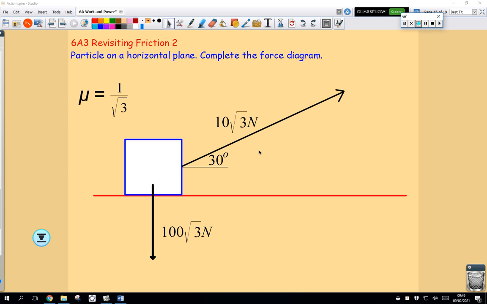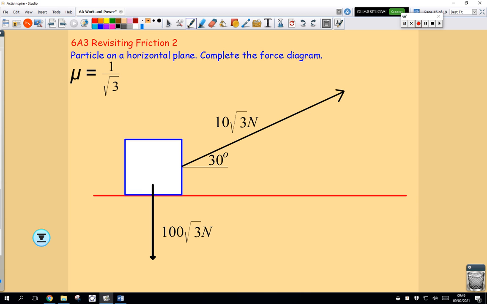I've got the weight of the particle traveling downwards, that's the force on the particle by gravity, that's 100 root 3 newtons. I have this tension force here, this 10 root 3 newtons pulling along here on some kind of rope. I've got a coefficient of friction. I want to complete the force diagram.